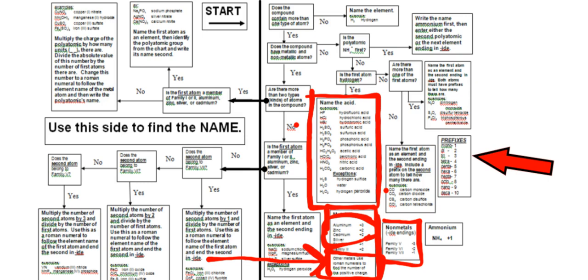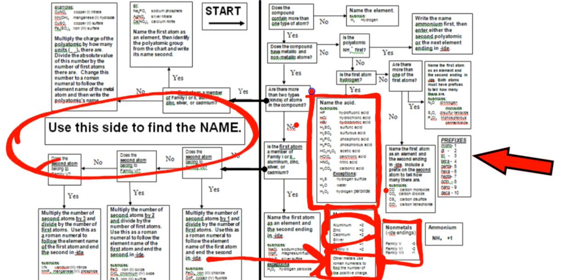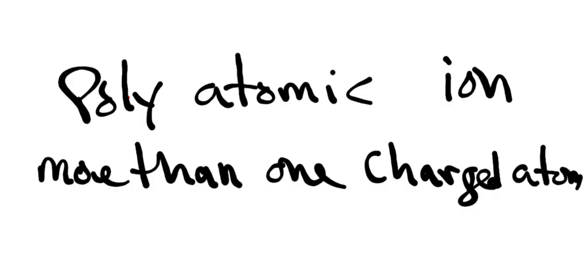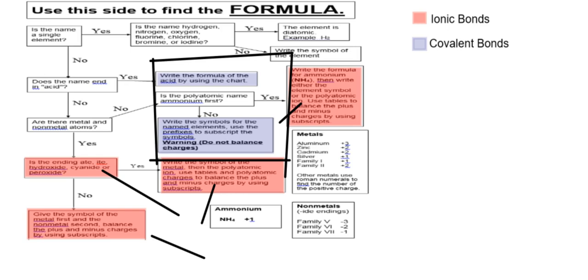All right, so what do you think you use this side for? Maybe to find the name. That is not what we're going to do today. We're going to flip it to the back, and we're going to use that side to do what? Find the formula. So here we go.